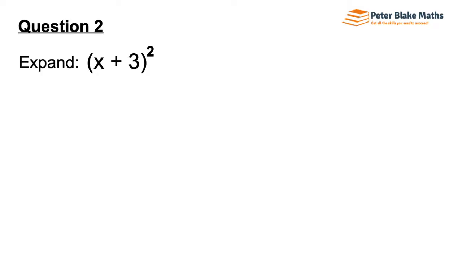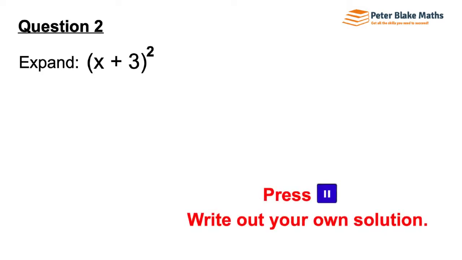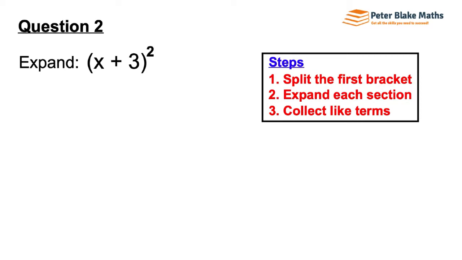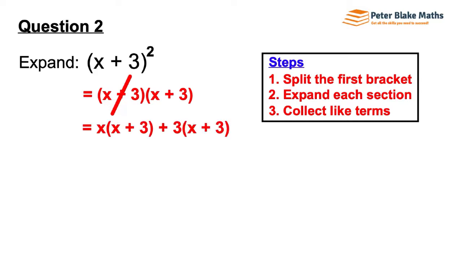Question 2. Expand x plus 3 all squared. We're going to think of this in two ways. Firstly, we'll do our normal expansion, because if you think about it, x plus 3 all squared, a square happens when you're multiplying something by itself. So we can write x plus 3 all squared as x plus 3 times x plus 3. And then we can do it like a normal everyday expansion of two brackets there. I like to split the first term, or the first bracket, and we'll have an x multiplying by an x plus 3 and a 3 multiplying by an x plus 3.